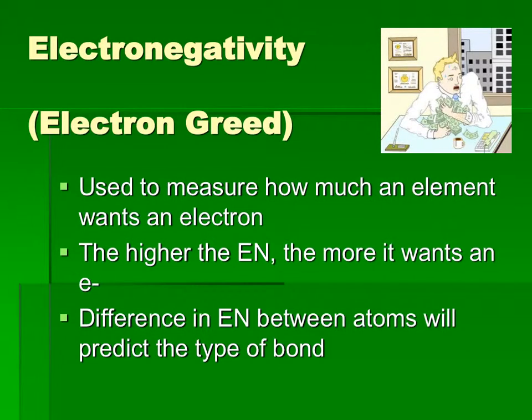As I mentioned a few slides ago, there is what is called electronegativity. Electronegativity is essentially electron greed, as you can tell by this crazed guy up here with the money. It's kind of that same idea. It is how greedy an element is. So the higher the electronegativity, such as I showed you with fluorine, the more that it wants an electron. And the difference in electronegativity between atoms will predict their type of bond. We'll look at this on the next slide.